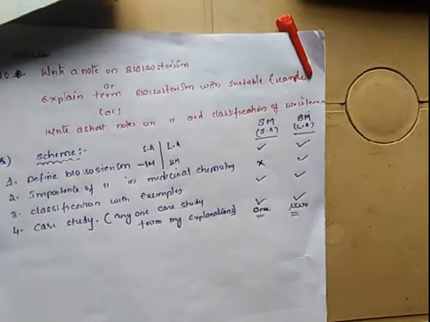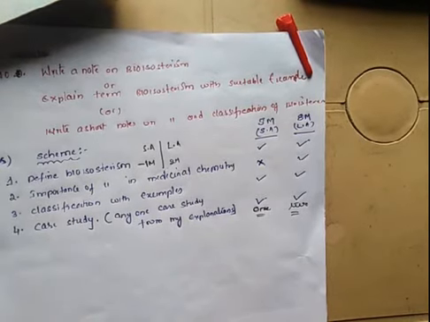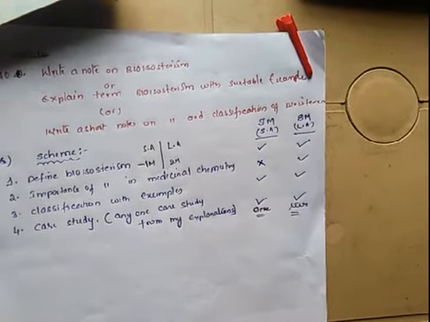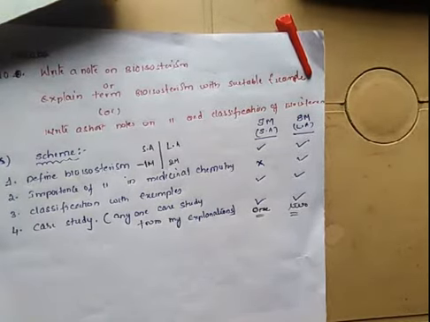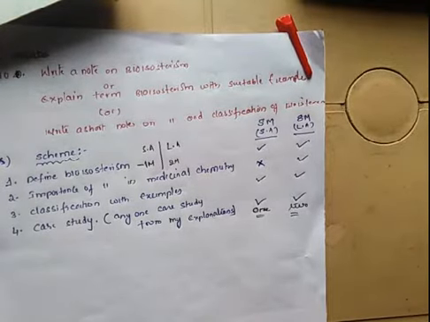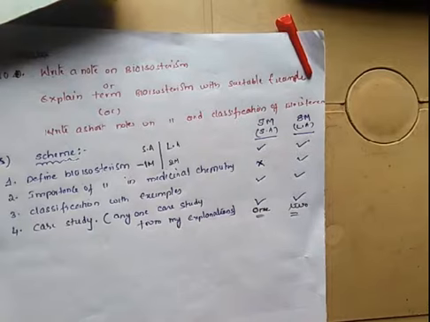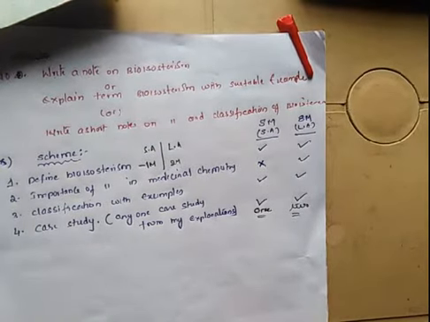Then write the importance of bioisosterism in medicinal chemistry. If it is for 5 marks, don't write the importance. If it is a long answer, write the importance of bioisosterism in medicinal chemistry. If it is for 5 marks, don't write the second point, directly go to the third point. Coming to the third point, write the classification with examples. Bioisosteres are classified into 2 classes, classical bioisosteres and non-classical bioisosteres. Just write the classification of each class with some examples.